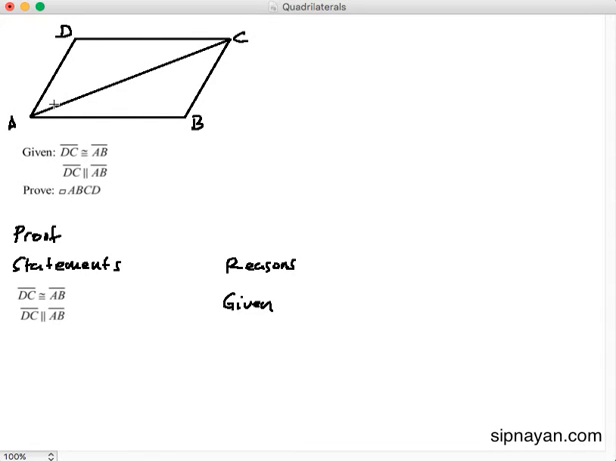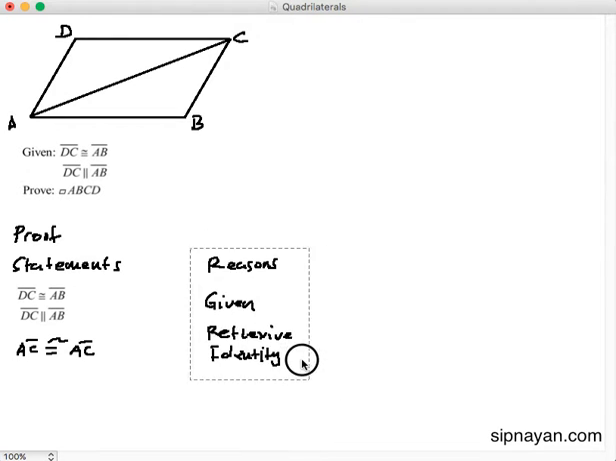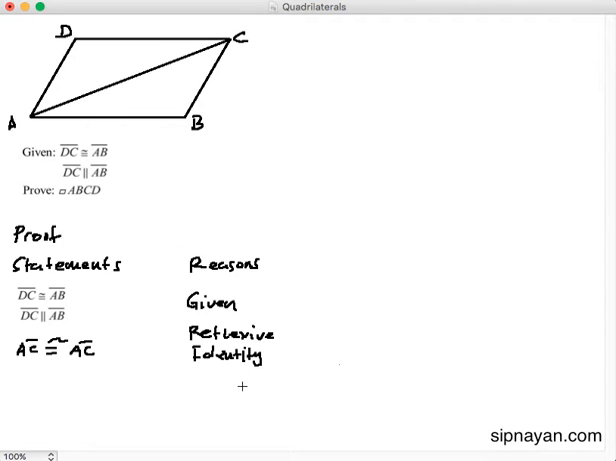And pwede natin ilagay dito that AC is congruent to AC, which is by the reflexive identity, no? AC is congruent to AC. Reflexive identity. Sinasabi ng reflexive identity that something is congruent to itself. Parang everything is congruent to itself. Okay? So that's one. What else?